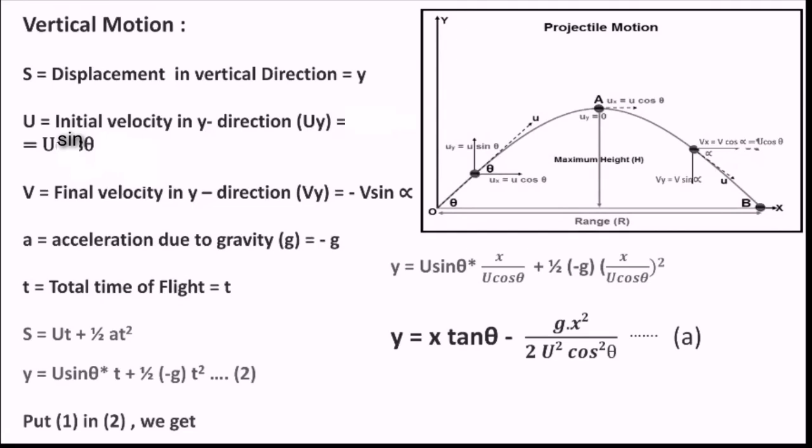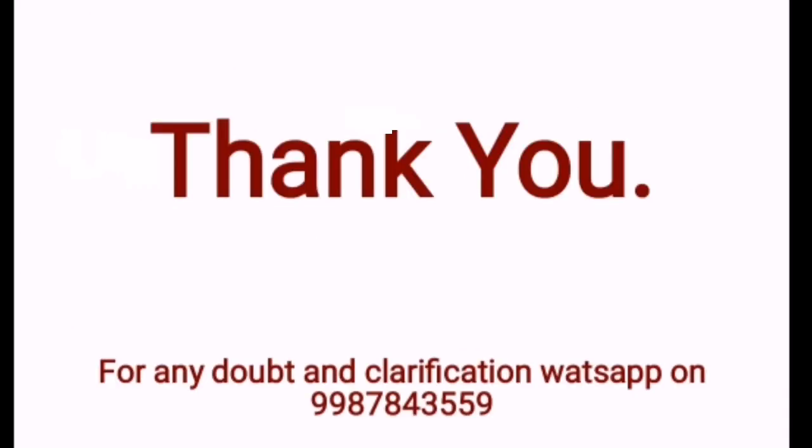So this equation A is the equation for the path of the projectile motion. Also you can see the highest degree of the equation is 2, hence we can say that the equation for the path of a projectile is a parabolic curve. This completes the solution. Thank you.